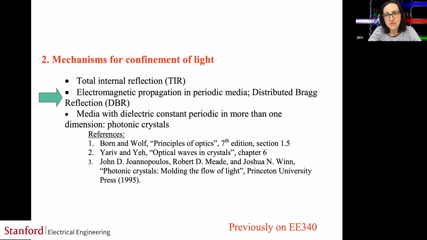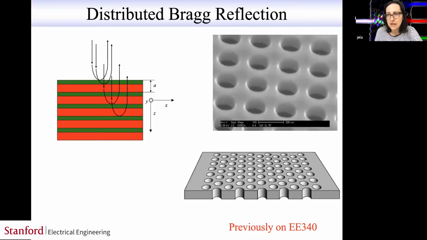And I'll start by just reminding you of what we did on Tuesday. So we're discussing two different mechanisms for confinement of light. Total internal reflection, which was a review for most of you, and also we started discussion of the distributed Bragg reflection and photonic crystals. I will not really review total internal reflection since I'm sure you had seen that earlier before Tuesday, but I will spend a little bit of time reviewing what we did last time regarding distributed Bragg reflection, and then move on a little bit further and introduce some new concepts.